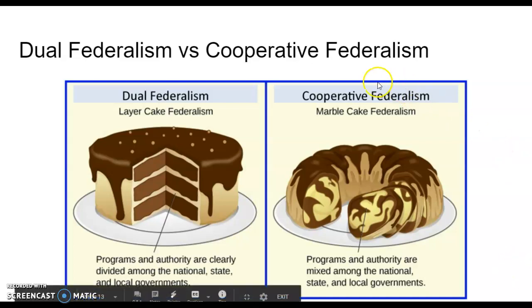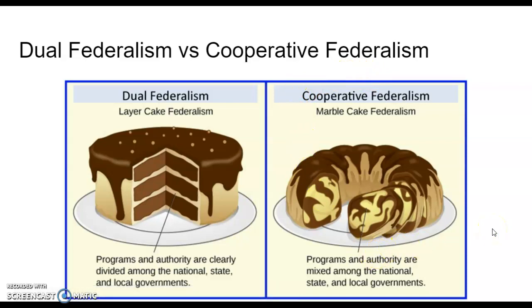Today, though, we see more of this cooperative federalism, especially after the Great Depression and the New Deal. We definitely see an expanse in this. And now we have a lot of these programs that are kind of intermixed with each other and very difficult to separate. So we sometimes call this the marble cake federalism. And these are programs and authority are mixed among the national, state, and local governments, and they are very difficult to separate.